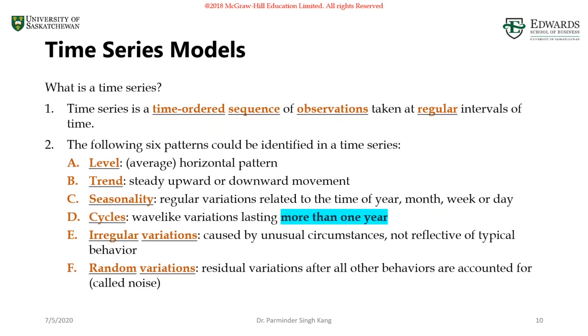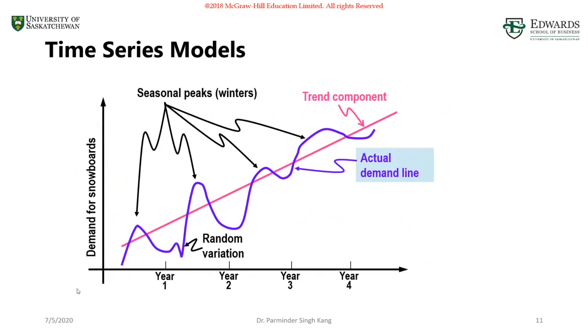So random variations are caused by uncertainty in real life. So anything which cannot be explained based upon trend, seasonality, cycles, or the irregular variation is caused by the random variations, right? So here's an example.